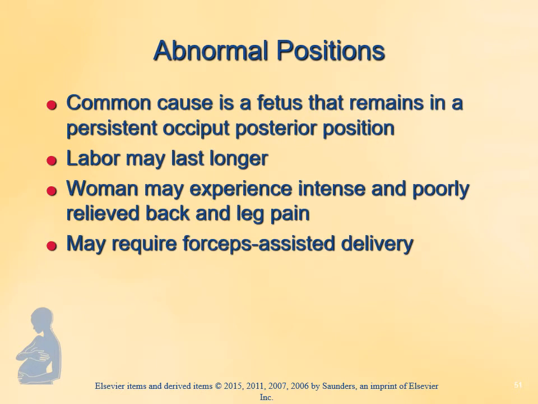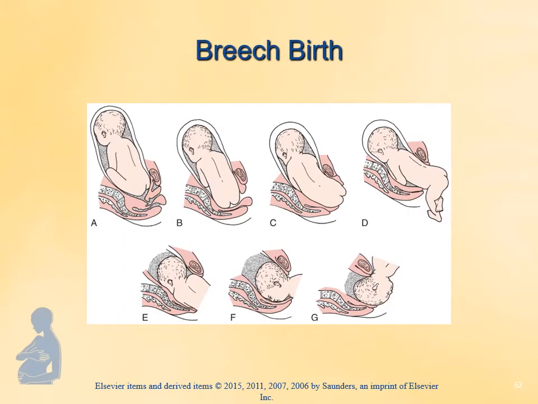Abnormal positions, again, might be with that occiput posterior position, causing labor to last longer because it's just a much tighter fit. She definitely will experience more pain in her lower back as that occiput is rubbing on the sacral area or that coccyx. And sometimes either vacuum extraction or forceps could be needed to help that baby deliver.